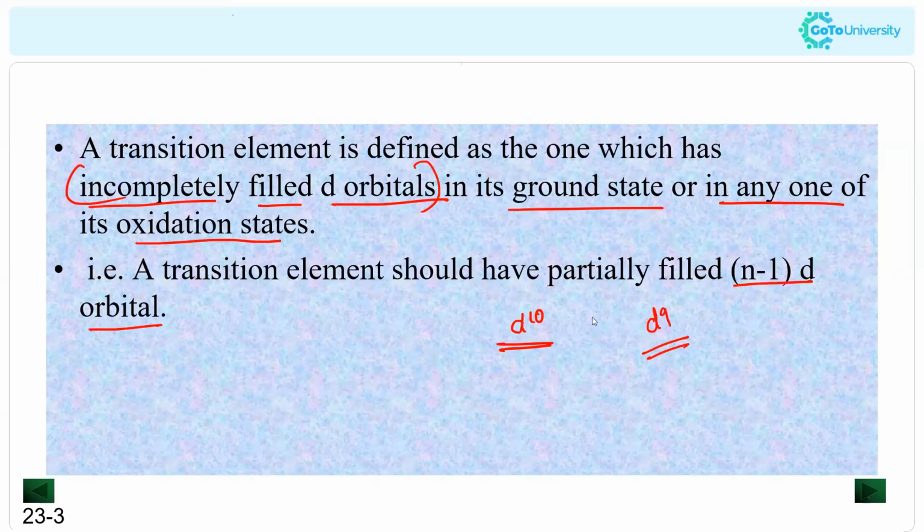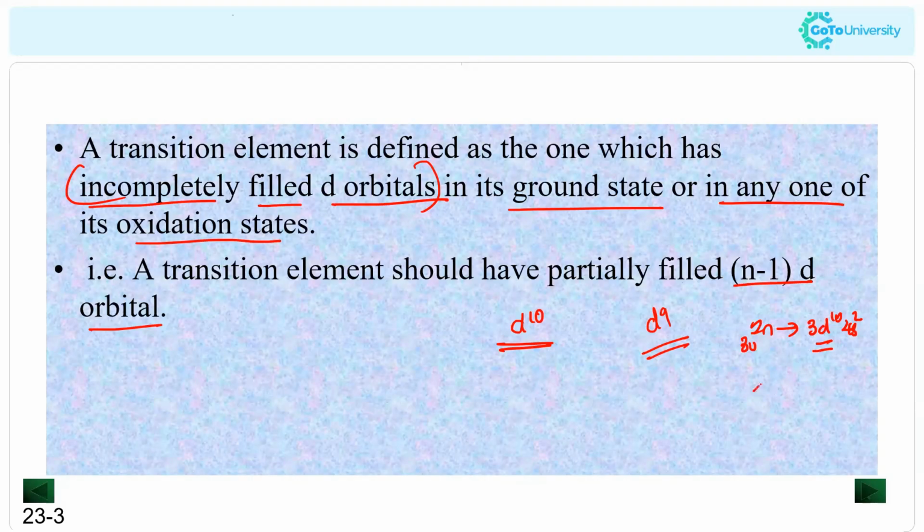Usually when you come to some elements such as, for example, zinc, I can tell you an example. Zinc has an atomic number of 30 and the electronic configuration will be 3d10 4s2. So it has 3d10 configuration, so the d subshell is completely filled. According to this definition, we cannot consider zinc as a transition element, because we need a partly filled or incompletely filled d orbital. Here the 3d subshell is completely filled. It means zinc cannot be considered as a transition element.